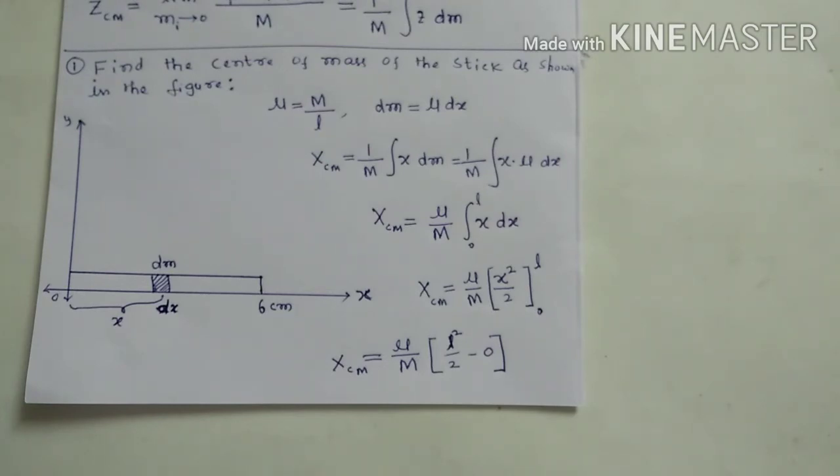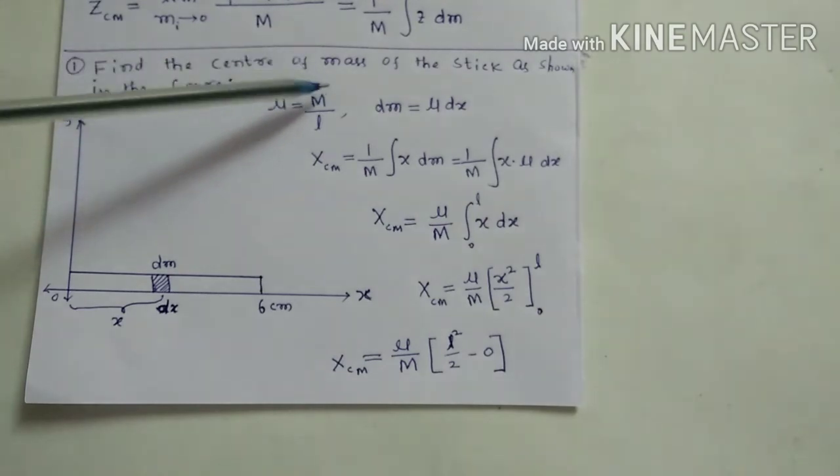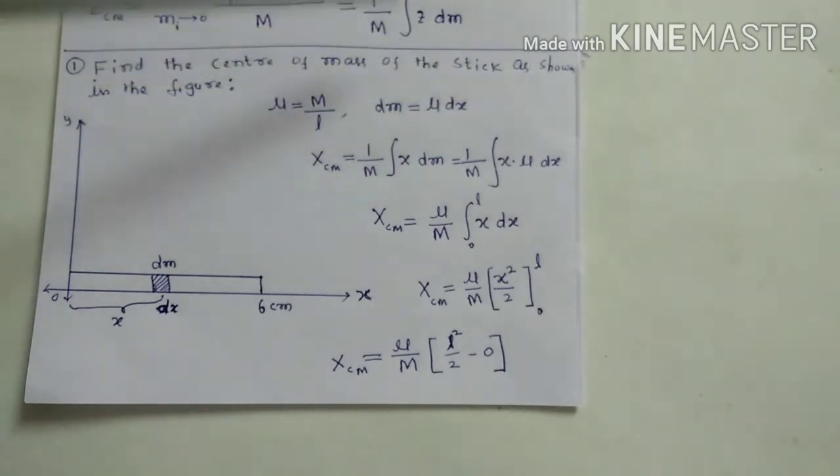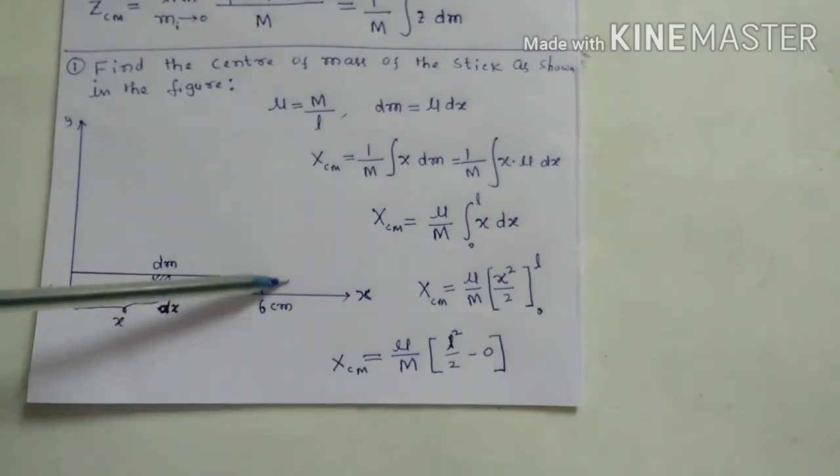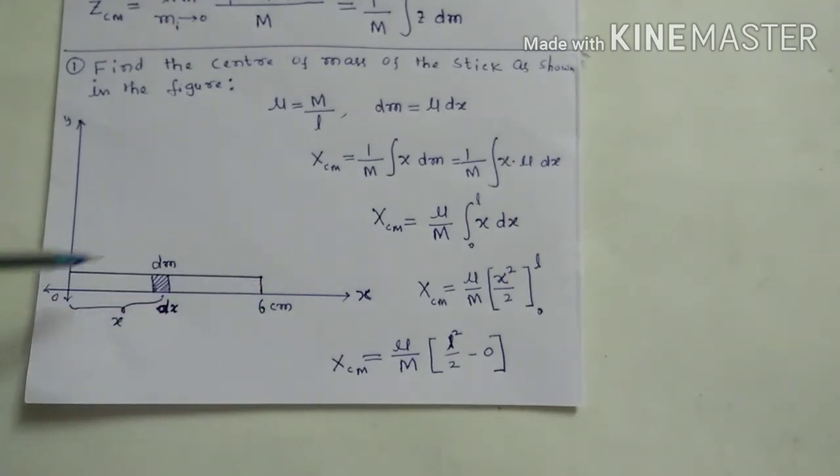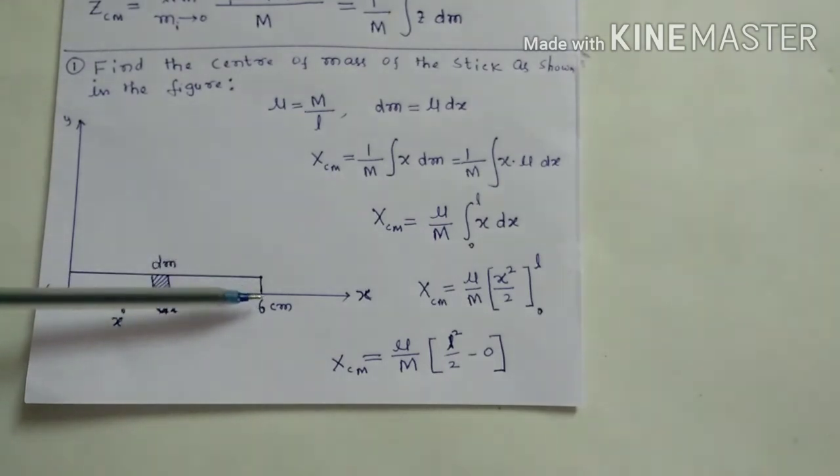See here, based on these formulas we will solve one problem so that you will understand very clearly. One problem is like this. Find the center of mass of the stick as shown in the figure. This is a stick. Length is 6 centimeter. I kept this stick along the x-axis. So this is the x-axis, this is the y-axis, this is the origin. So the total length is 6 centimeter. This stick's lower limit starts from the origin, that is 0, and ends at 6 centimeter.